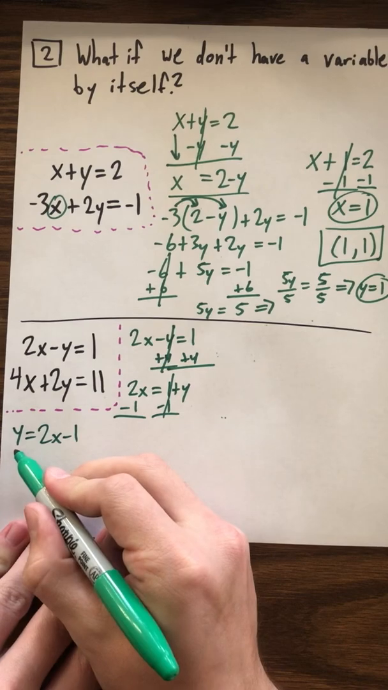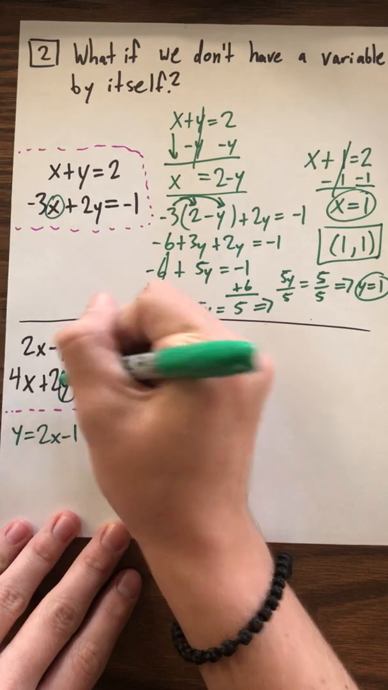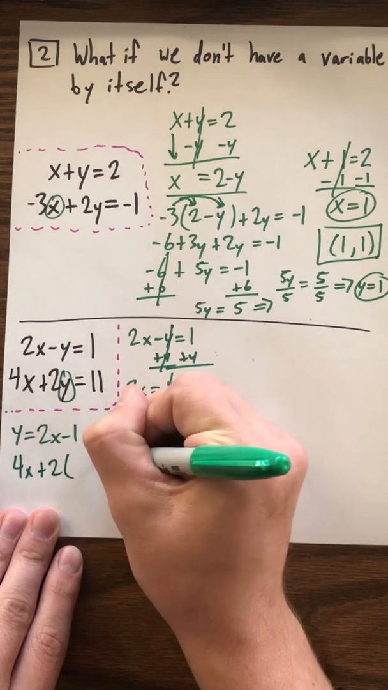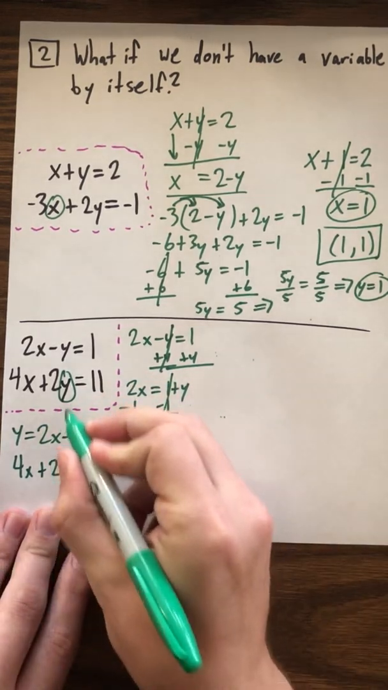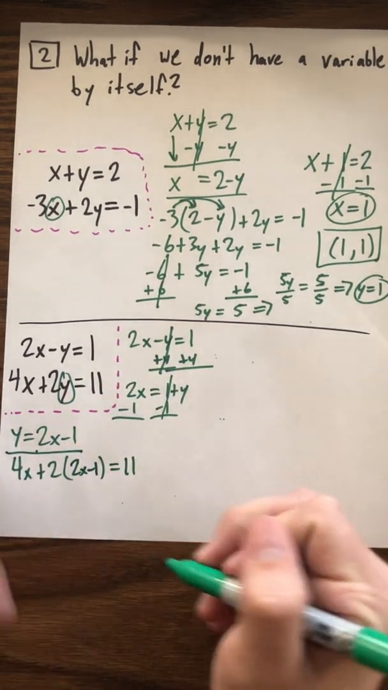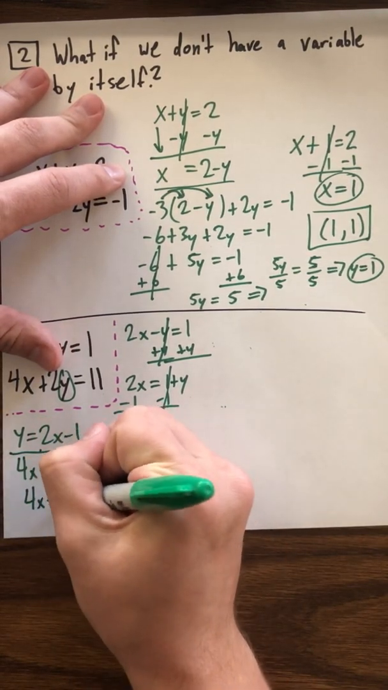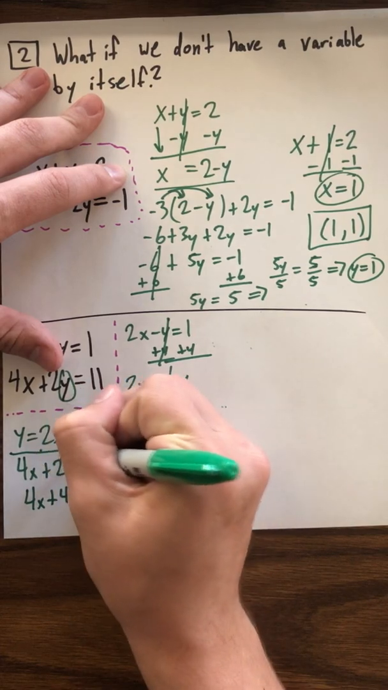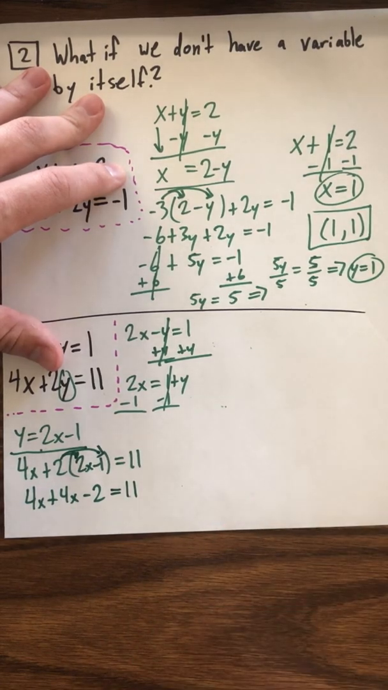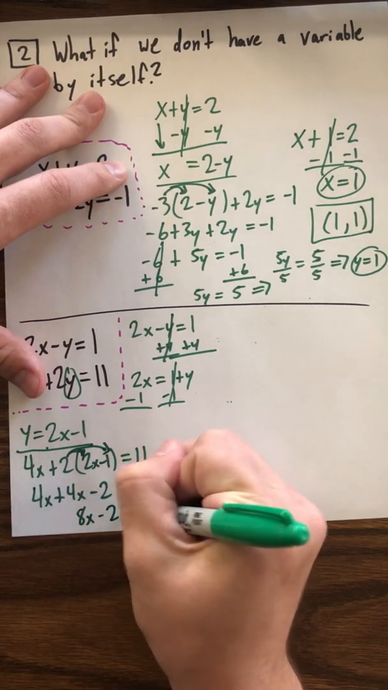Okay, and now we have a variable all by itself, so we can go ahead and use substitution to plug it into the second equation. So we're going to plug it in here. So let's go ahead and write that out. We're going to have 4x plus 2 parentheses equals 11, and we know that our parentheses are going to have this right here, so they're going to have 2x minus 1. So we're going to go ahead and distribute this out and simplify, so we're going to get 4x plus 4x minus 2 by distributing this 2 to both terms in here, and that's going to equal 11. So now we're going to have 8x minus 2 equals 11.